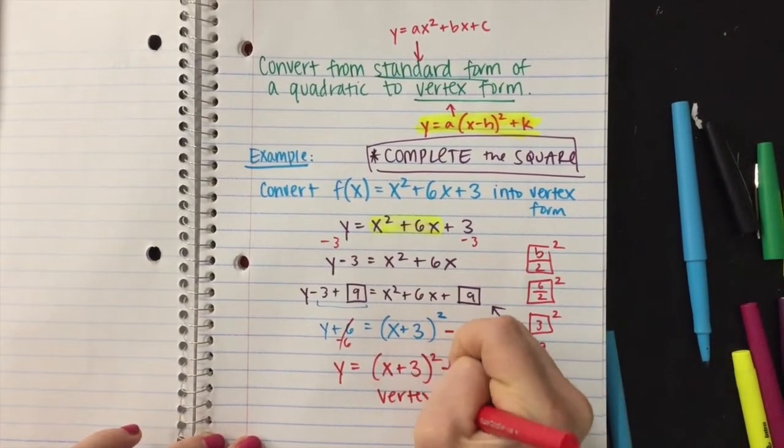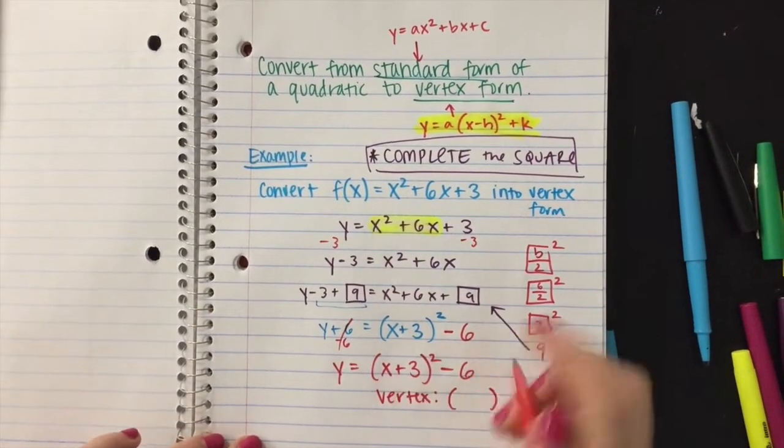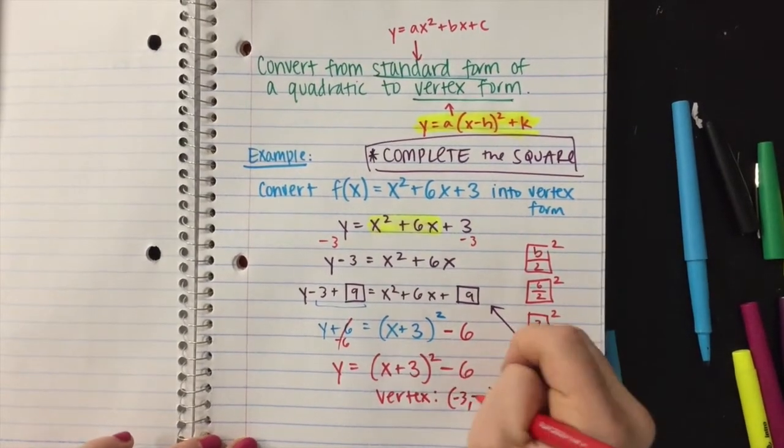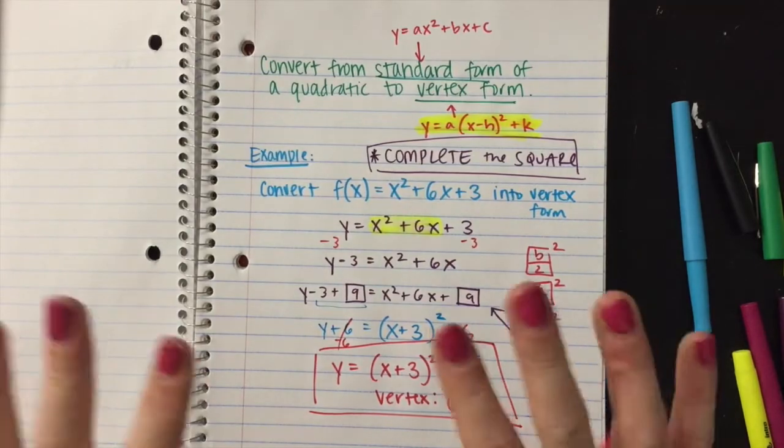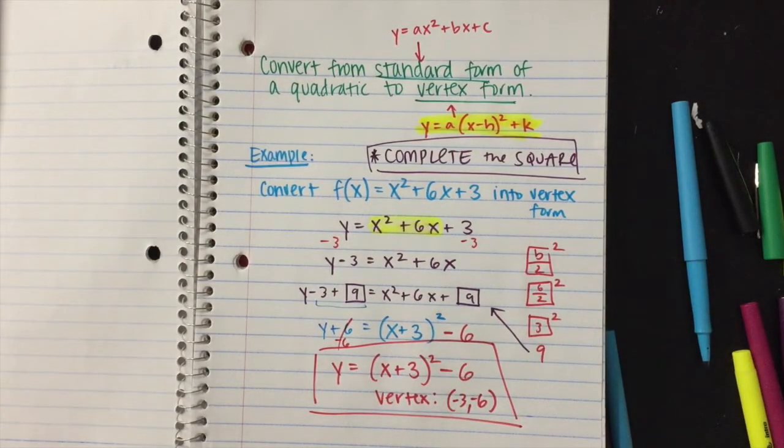My vertex would be what? The opposite of this, negative 3. The same as that, negative 6. Ta-da! Okay, now pause the video and do the back of the classwork.